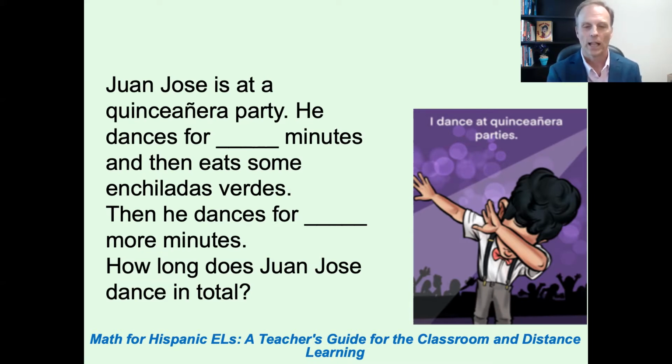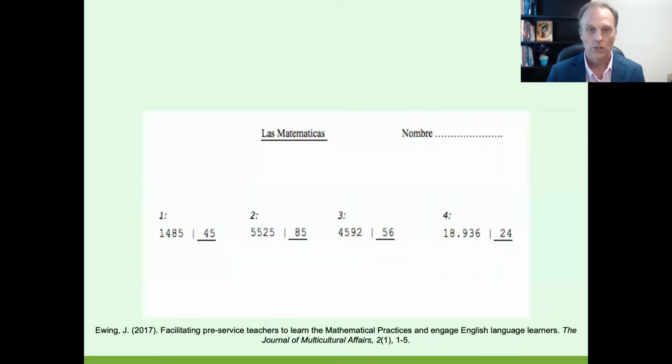And then notice the last word. How long does Juan Jose dance in total? Does it seem a little bit weird? Typically the word would be all together. But why do you think we use the word total? Because it's a cognate, right? And so we're providing access. And so this is just an example.